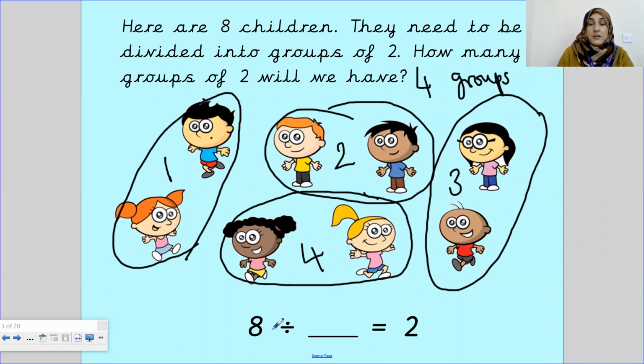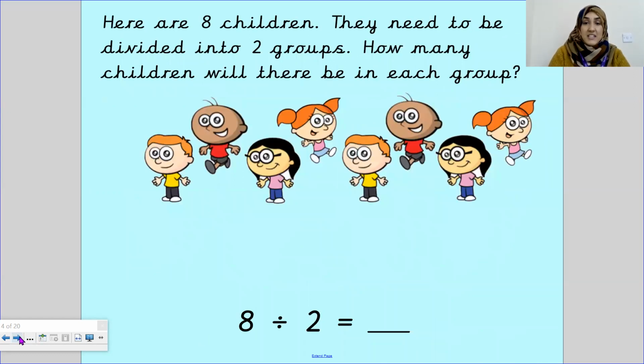Okay, now let's complete our division number sentence. So 8 is the total number of children. Remember, when we do a division number sentence, we always start with the total amount, okay? So the total amount of children that we had was 8. So 8 now divided by the second number is always the amount of groups, the equal groups that we have. So how many equal groups do we have, Morris class? Show me your fingers. Well done. We have 4 equal groups. So 8 children divided by 4 equal groups equals 2 children. So 2 children in each group.